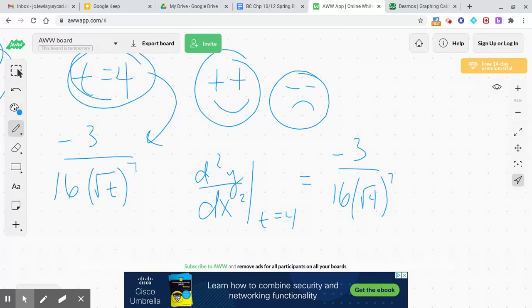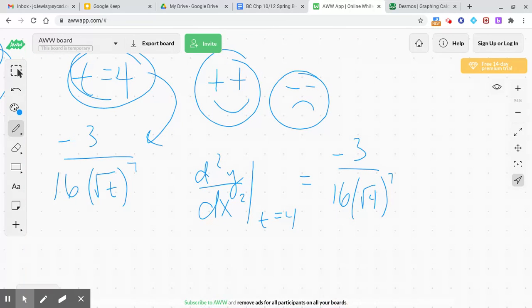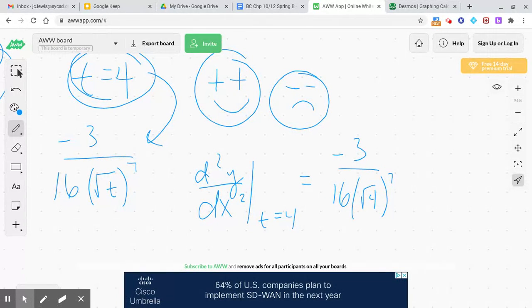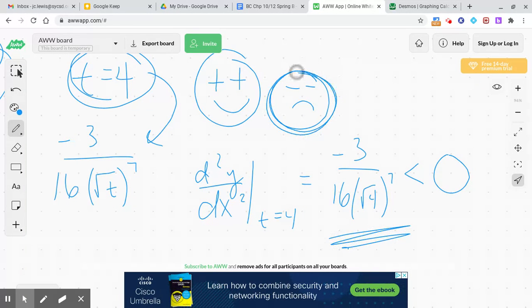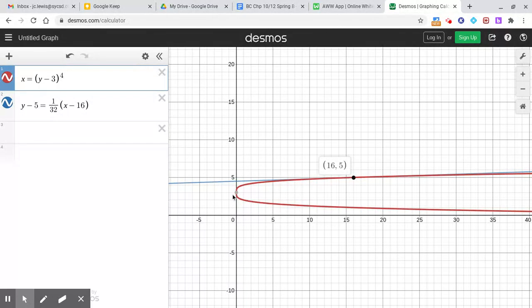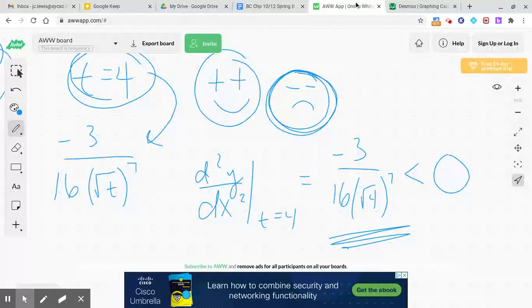And that's some big number, right? 16 times 2 to the 7th in the denominator. But the biggest news here is that this is less than 0. This is negative. This means that at time equals 4, we have a concave down curve. Take a look at our graph. We have a concave down curve specifically at all times through this sort of zone here, but specifically at time equals 4 at the xy point (16, 5).